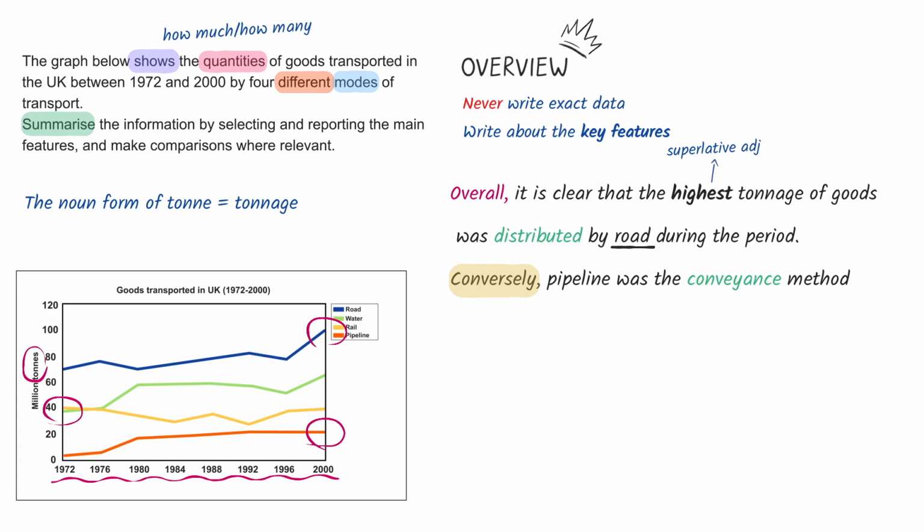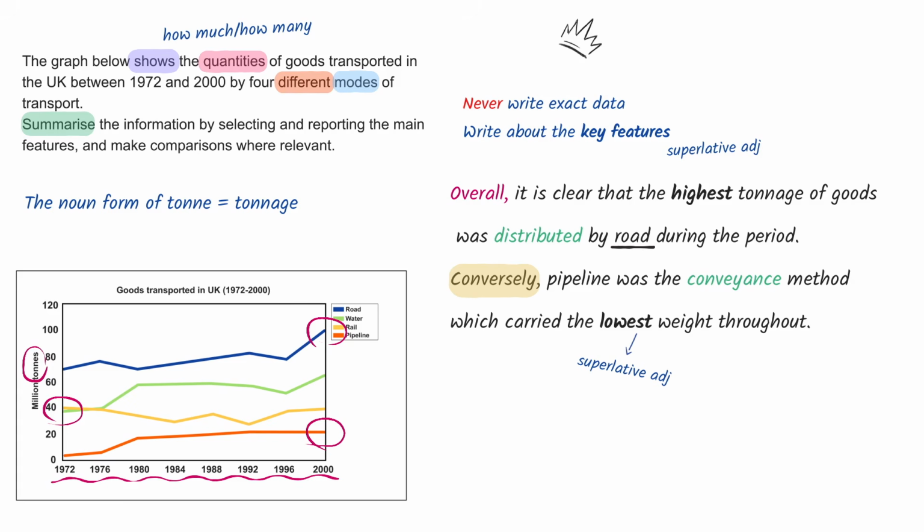That's the synonym word. Conveyance method, which carried the lowest weight throughout. We don't say "throughout the period," only "throughout," that's enough. Now, that's the overview paragraph. Let's read it again. Overall, it is clear that the highest tonnage of goods was distributed by road during the period. Conversely, pipeline was the conveyance method which carried the lowest weight throughout.